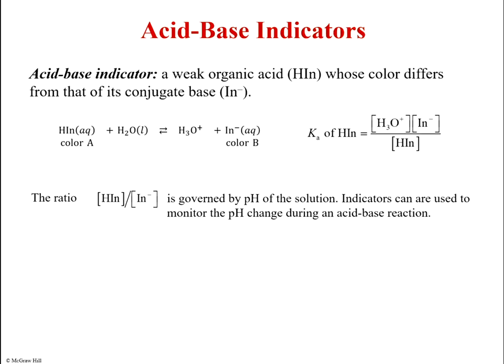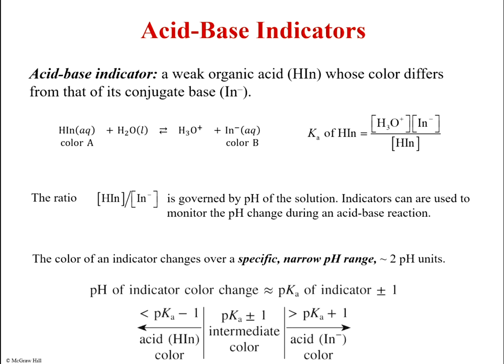Now, the ratio of weak acid to weak base is going to be controlled by pH, just as we've seen for all of our weak acid, weak base systems. So the indicator can be used to monitor the pH change during an acid-base reaction. Typically, the color of an indicator will change over a specific and relatively narrow pH range of approximately plus or minus 1 pH unit. That would be a total of 2 pH units.